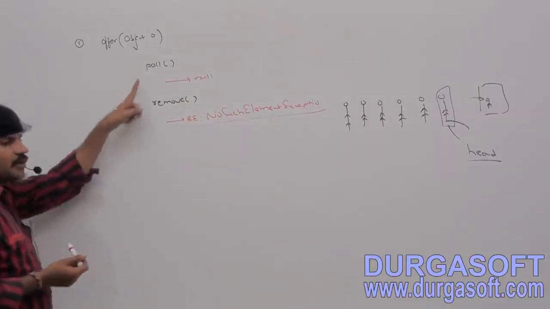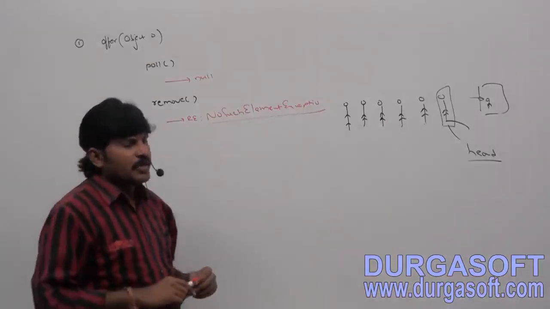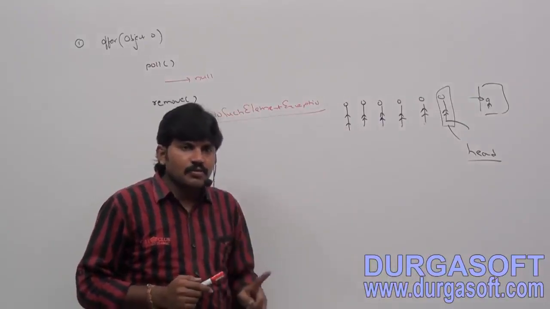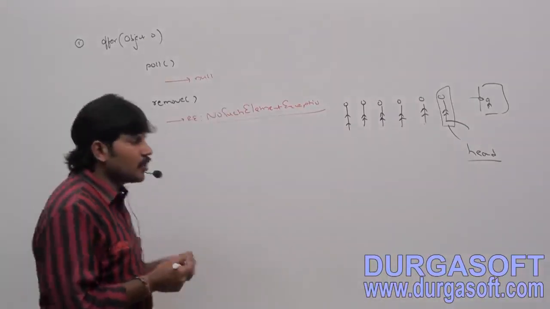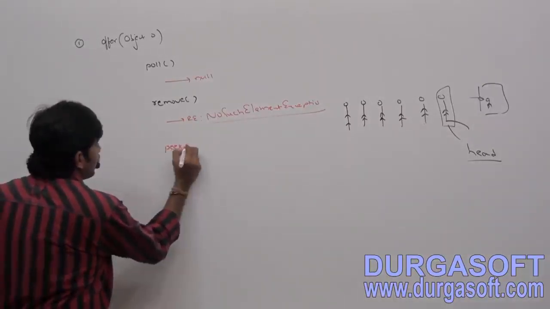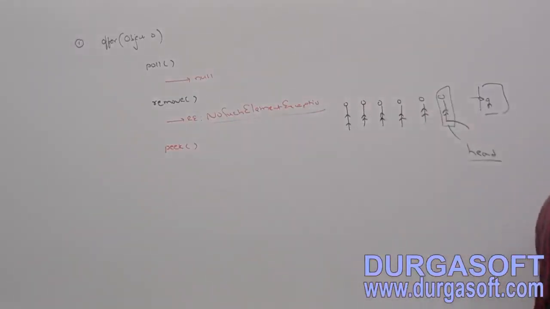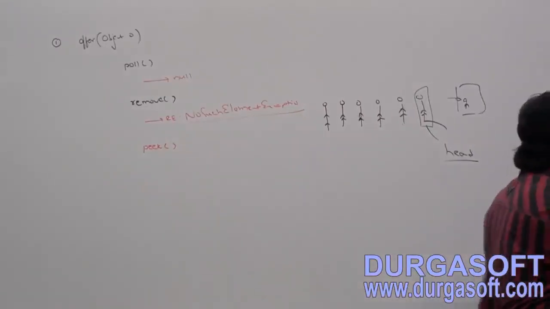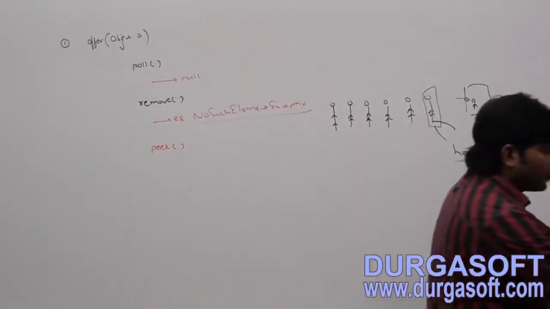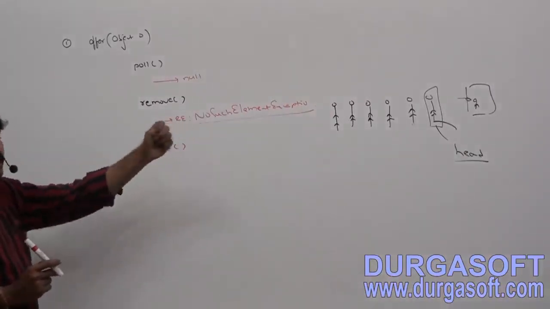Next, poll method, remove method, right? Next, don't remove, can you please return the head element of the queue? Then automatically which method? Here it is the peek method. Head element of the queue is nothing but peek. Peek is the method we have to use. Okay, now observe this one. Peek method is for what? To return the head element.